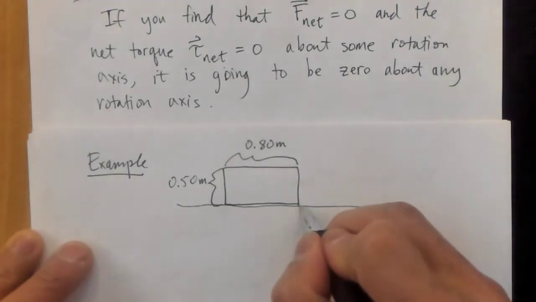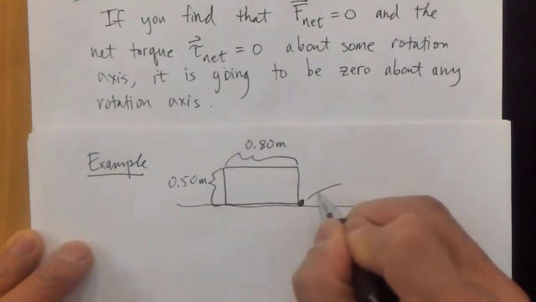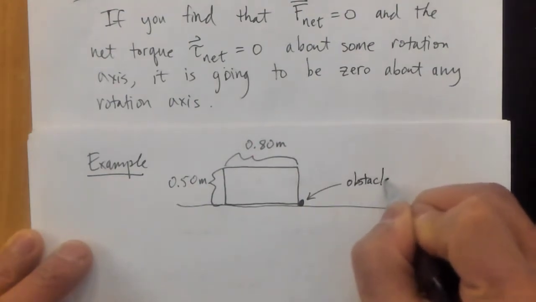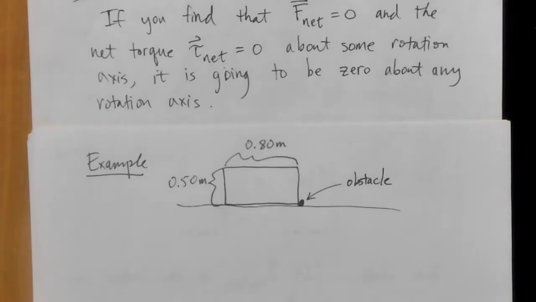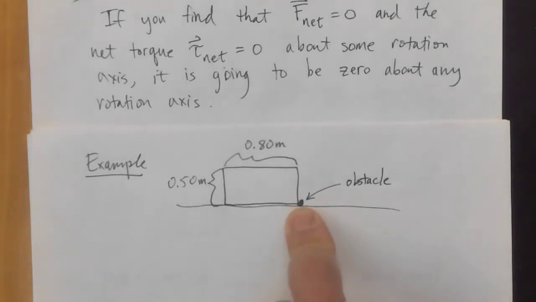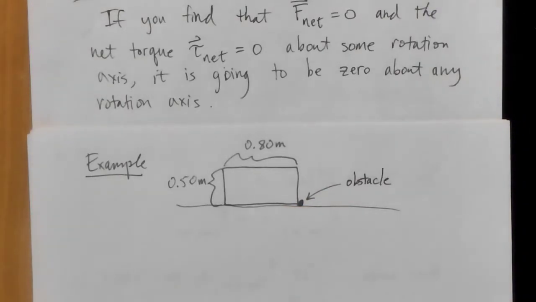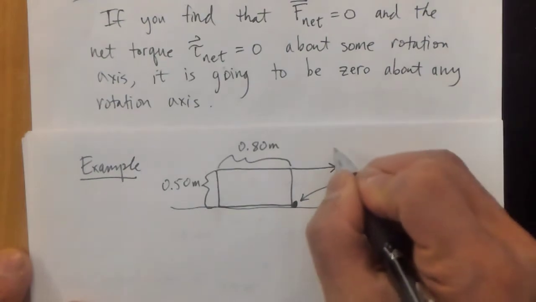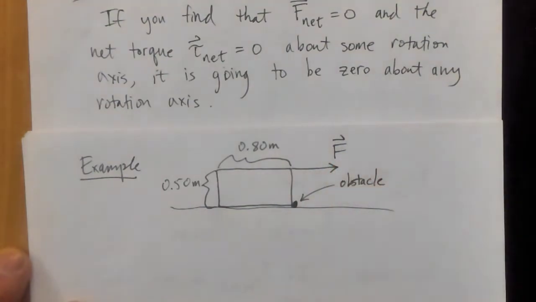And then this is some obstacle here. I don't know, something sticking out of the table, and it's preventing this corner from sliding or moving. And we have a force here exerted horizontally, F.